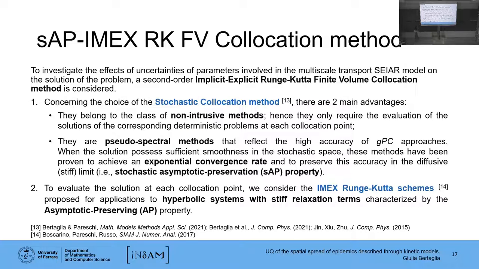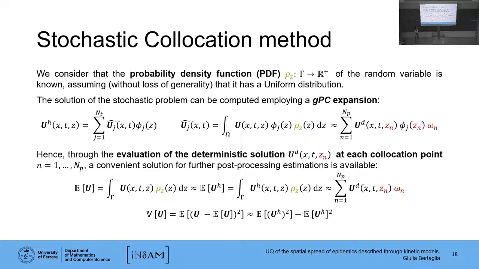So indeed, to evaluate the solution at each collocation point, we have considered an implicit explicit Runge Kutta scheme with a finite volume discretization in space. Both in time and space, we have second order. In space, we have reached the second order using a total variation diminishing approach, a standard one with a minimum slope limiter for the reconstruction of boundaries of the variables. And we have chosen an IMEX Runge Kutta scheme that guarantees us the asymptotic preservation property, because we are dealing with a multi-scale system of equations.